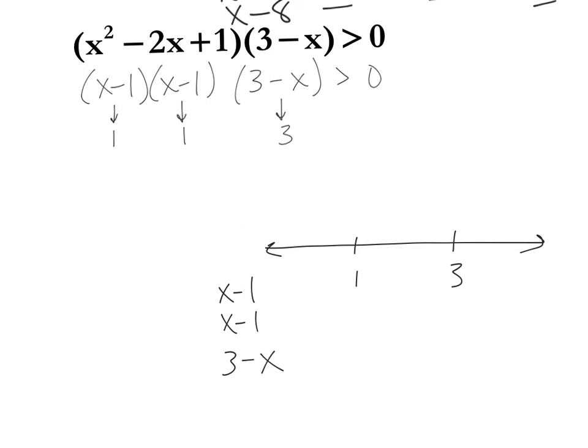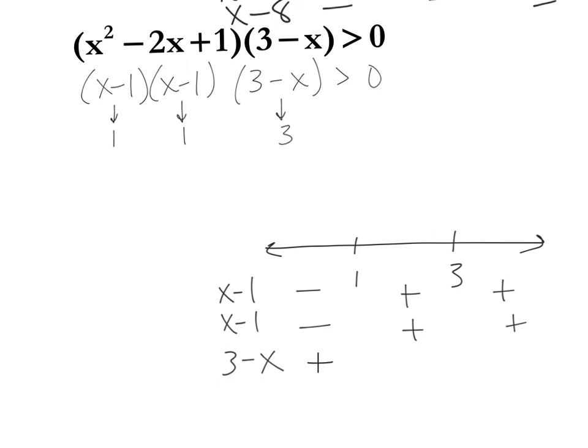So for x minus 1, pick a number less than 1, it's negative, and once you hit the 1, it changes. Same thing here. And now let's think about the 3 minus x. Here you have to be careful. I'm actually going to pick a number here. Let's pick a number in this category like 0. When I plug in 0 right here, I get 3 minus 0, which is 3, which is positive.